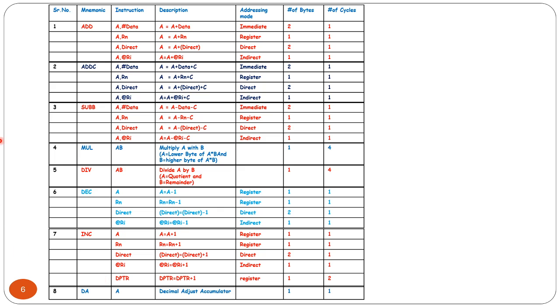Next one is DA, decimal adjust accumulator. When we need the result in decimal, then this instruction is used. A hexadecimal number is converted into decimal by using the DAA instruction, decimal adjust accumulator after addition. So these are the instructions belonging to the arithmetic group.